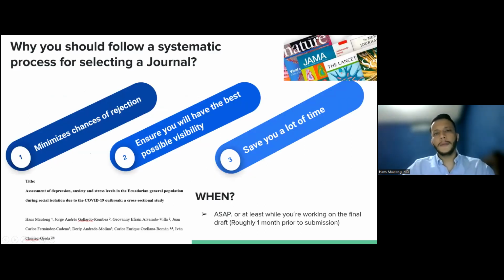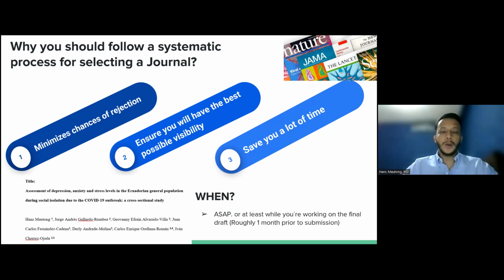So the next part of the lecture will focus on why you should follow a systematic process to selecting a journal. I came up with three specific benefits, which are basically the core ones, but certainly there are a lot more. The first one: it minimizes the chances of rejection. Why? Because you're trying to come up with a balanced analysis of what your aims or goals are in publishing in a particular journal, what visibility you're trying to focus on, or what audience you want to focus on.